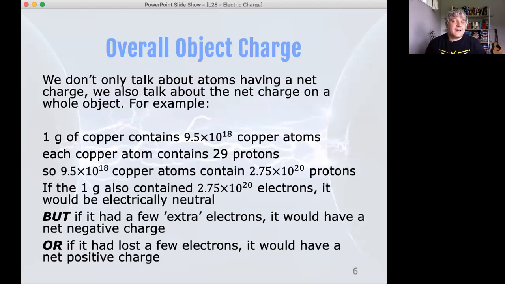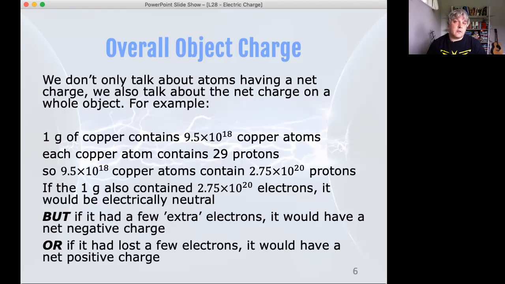Every copper atom contains 29 protons. So 9.5 times 10 to the 18 copper atoms contains 2.75 times 10 to the 20 protons, but it also would have about that many electrons. If it had exactly the same number of electrons, then it would be electrically neutral. The whole 1 gram sample of copper would be electrically neutral.